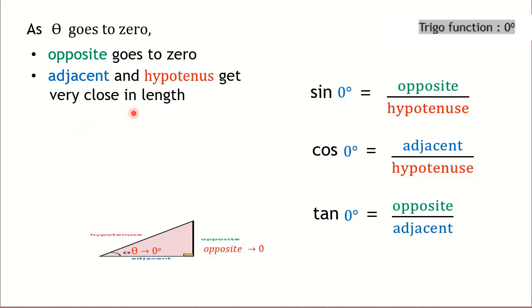So therefore, for the definition of sine of 0 degrees, we have the opposite over hypotenuse, so we have 0 over hypotenuse, that's why you will get zero. For the cosine 0 degrees, we have the adjacent over hypotenuse. So since the adjacent and hypotenuse get very close in length, we will have the hypotenuse over hypotenuse, that's why you will get equal to 1. For the tangent 0 degrees, we will have the opposite over adjacent, so we have 0 for the opposite, so we have 0 over adjacent, so you will have 0.